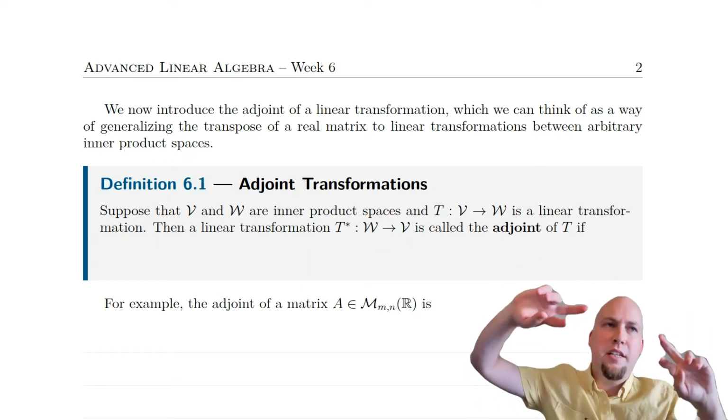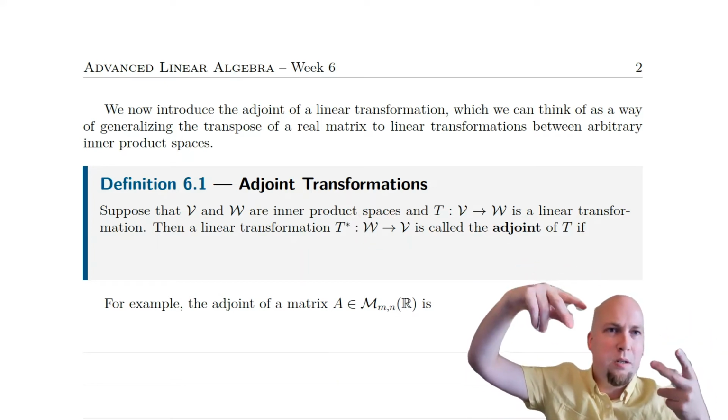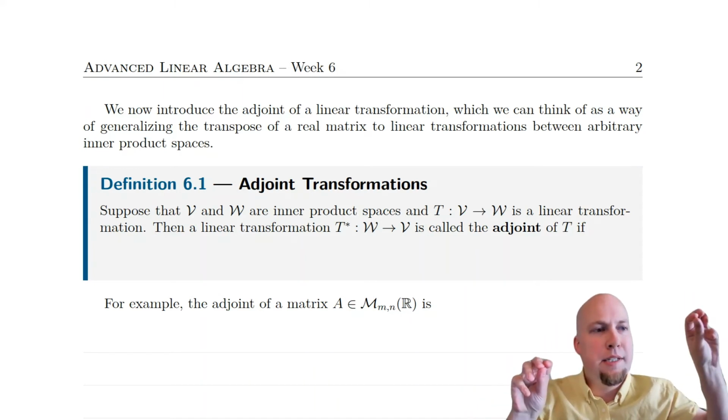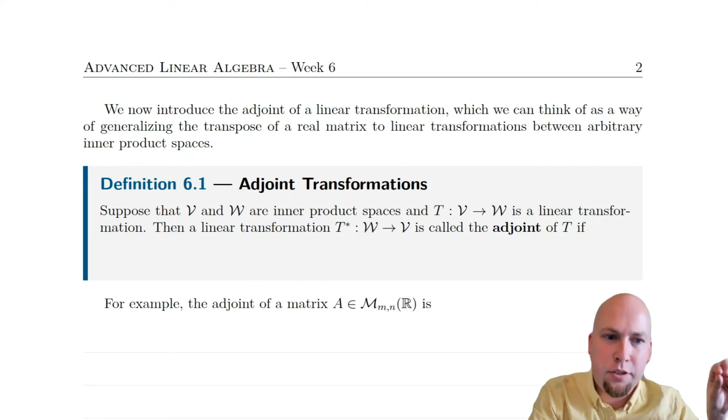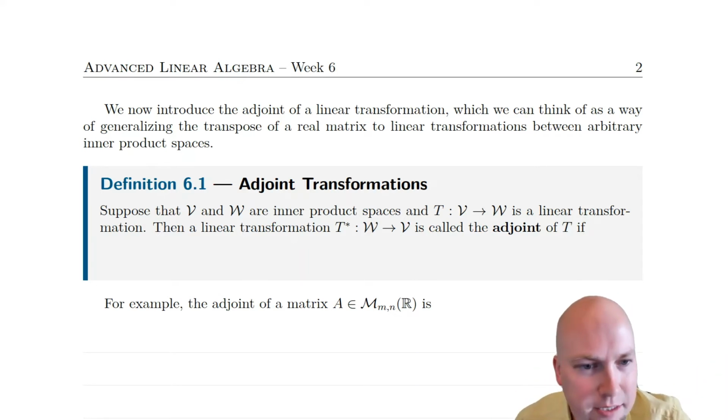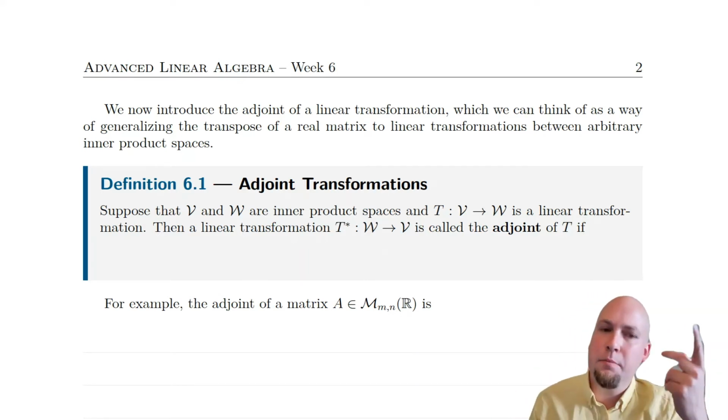And for matrices, you can think of this like the transpose, which interchanges the input and output dimensions. It turns an M by N matrix into an N by M matrix. So the same thing is happening for linear transformations. Input and output spaces are being swapped.